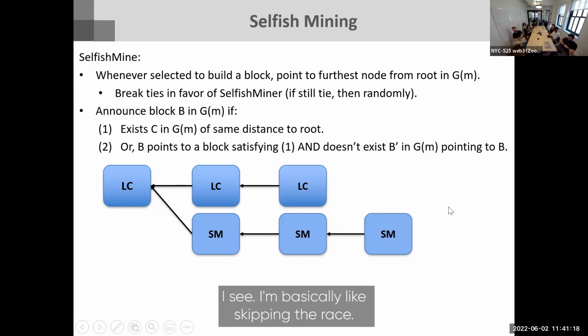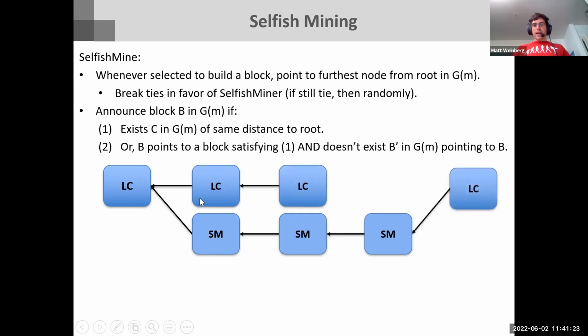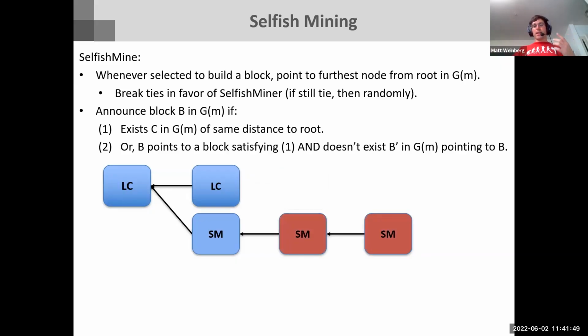I see. I'm basically skipping the race state. Exactly. Every transition in that picture corresponds to one time step, or one new block being created. It's not that every transition corresponds to me doing something with a block. I wanted every step to correspond to a new block being created, and then when that block is created, what changes? So in this case, when this block is created, a lot changes. That's why it was a big single transition that went from 2 to 0.